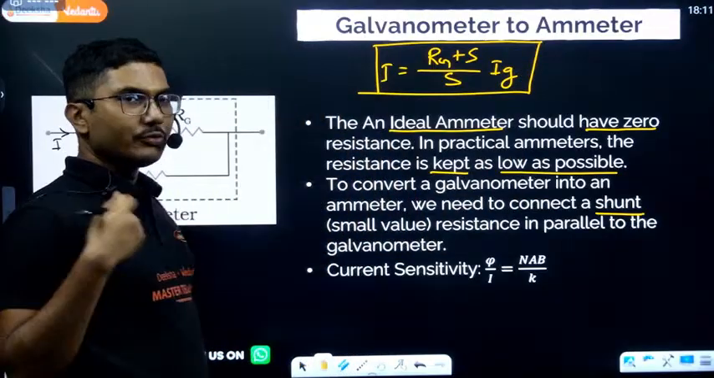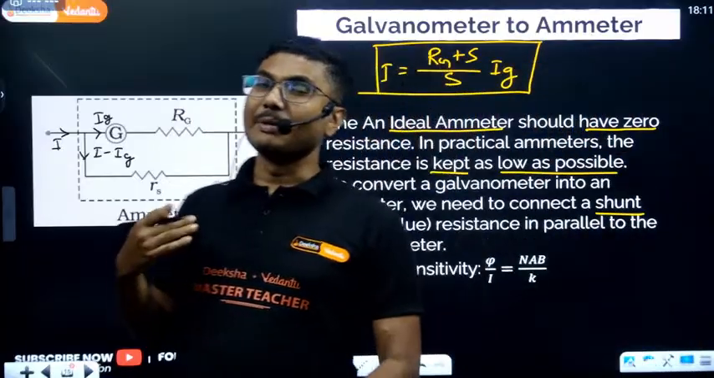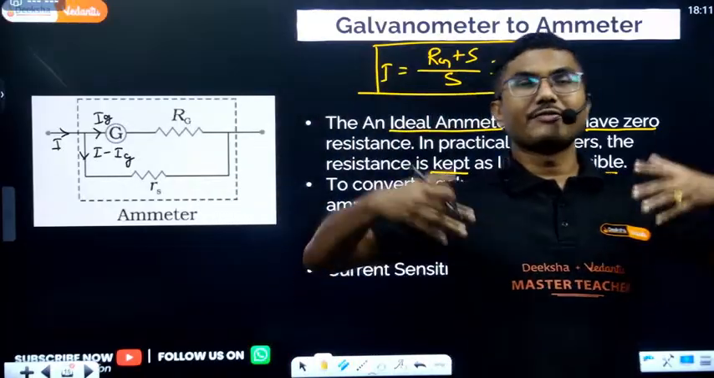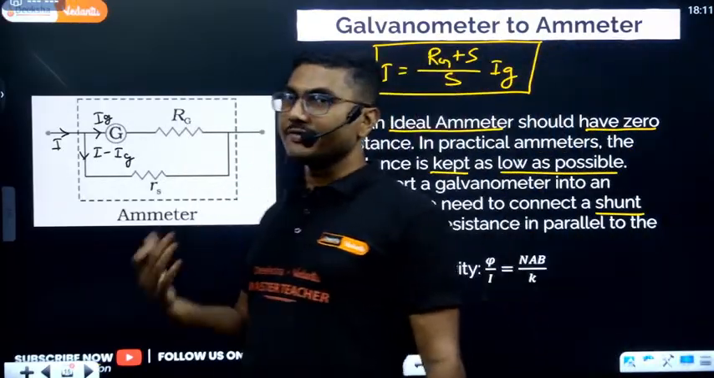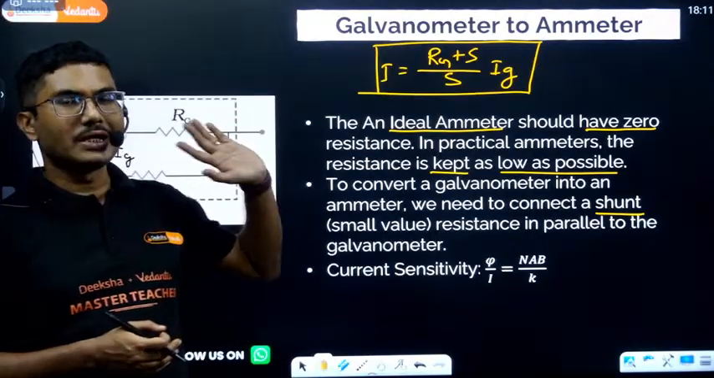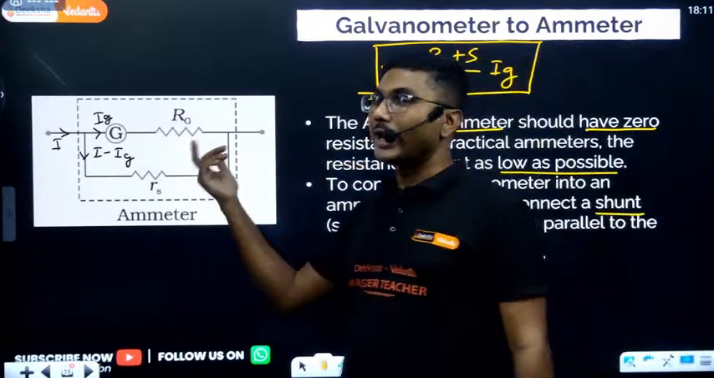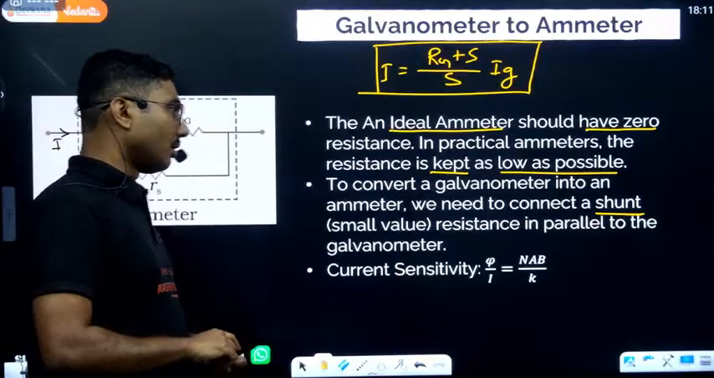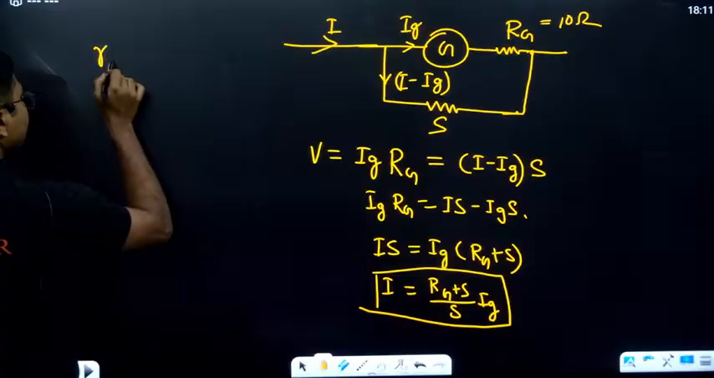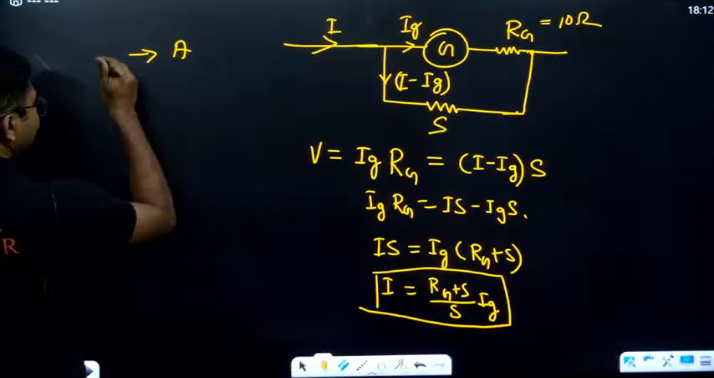Now, is the S value fixed? No, the S value is not fixed. It depends on how much maximum current you want to measure. If you want to measure a very high value current, you have to keep S very, very low. If you are measuring a small value current, you can keep S relatively high. So based on the value of the current that you are trying to measure, you have to adjust the value of S and tune your ammeter.